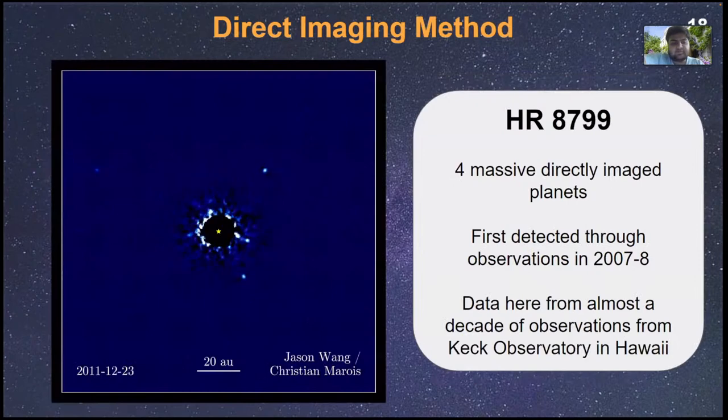So with that, I'm just going to show you a couple of results that the field has produced over the last couple of decades. This is the HR 8799 system, a very famous direct imaging system, which shows four massive directly imaged planets. This was detected around 15 years ago now. And the data on the left-hand side here shows you these four planets moving around their host star through observations over almost a decade from Hawaii.